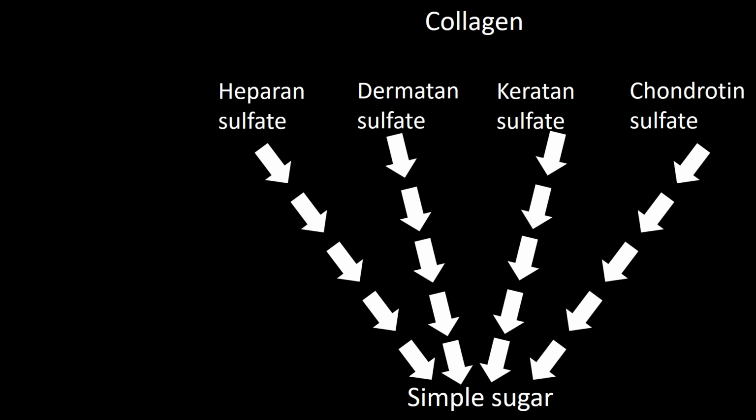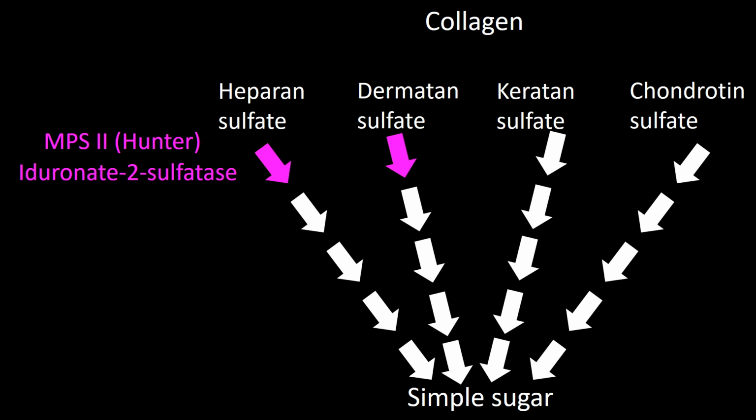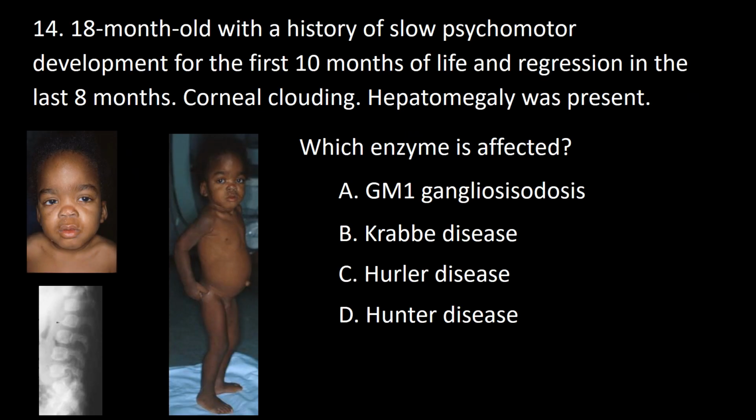These structures undergo changes induced by different enzyme processes that, when they malfunction, produce diseases such as Hunter in the case of iduronate 2 sulfatase malfunction, which involves heparan and dermatan, and Hurler's disease in the case of alpha-L-iduronidase deficiency, again involving heparan and dermatan. So the answer to this question is C.